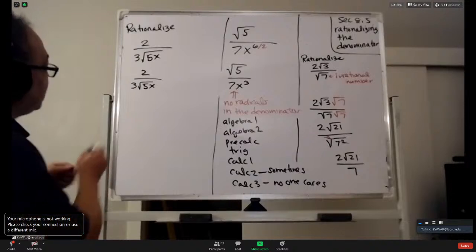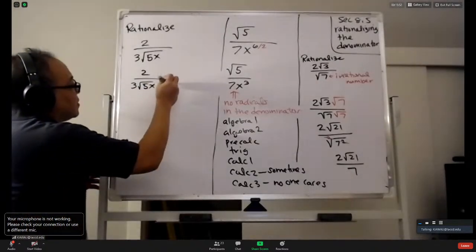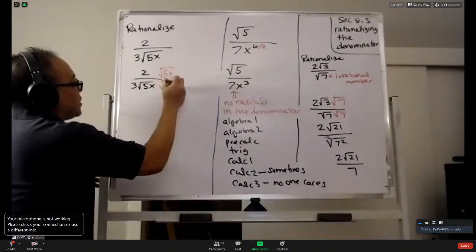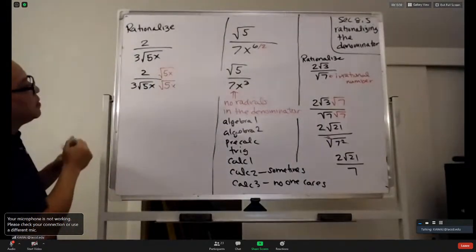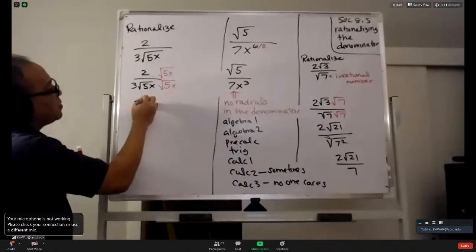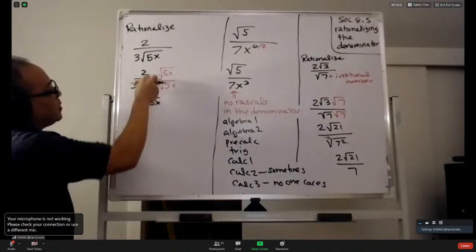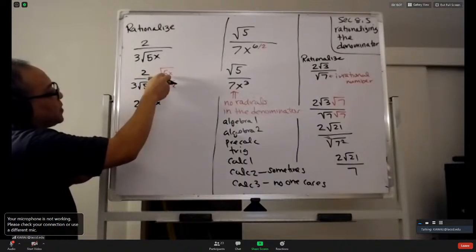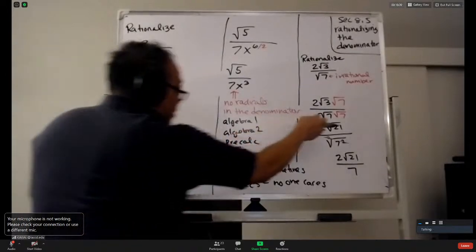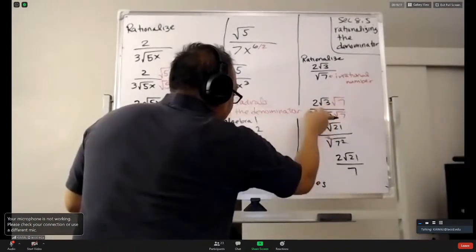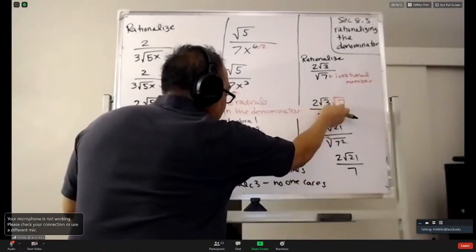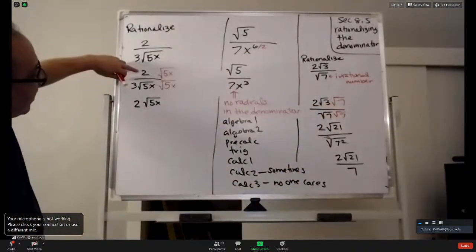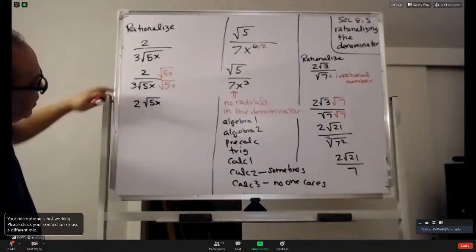So what I need is I need two 5s. So I've got to add a 5. And I need two x's, so I'm going to add an x. So now I get 2 square root of 5x. These two don't multiply because the outside does not multiply with the inside, right? It's always the inside times inside, the outside times outside. So the reason why these two interact is because that's a radical and that's a radical. That's not a radical. That's why these two don't multiply.